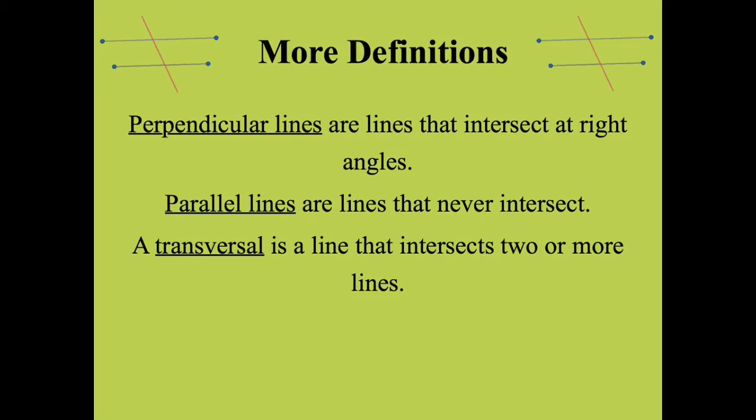Before we go any further, let's review the types of lines that we have learned so far. A perpendicular line is a line that intersects another line at a right angle. This differs from intersecting lines, as not all intersecting lines have to be at a right angle. Parallel lines are two lines that never intersect, and a transversal line is a line that intersects two or more lines.